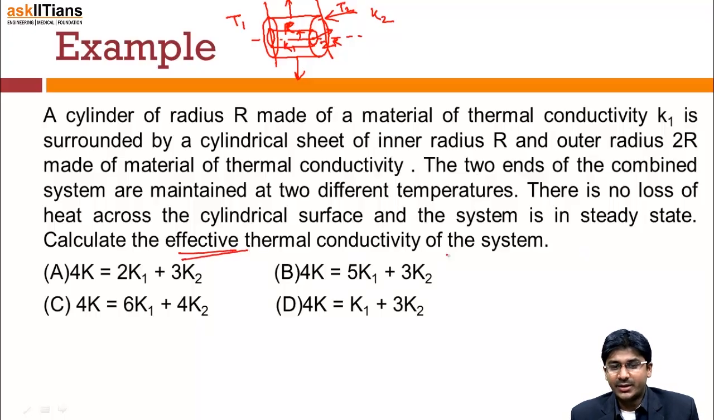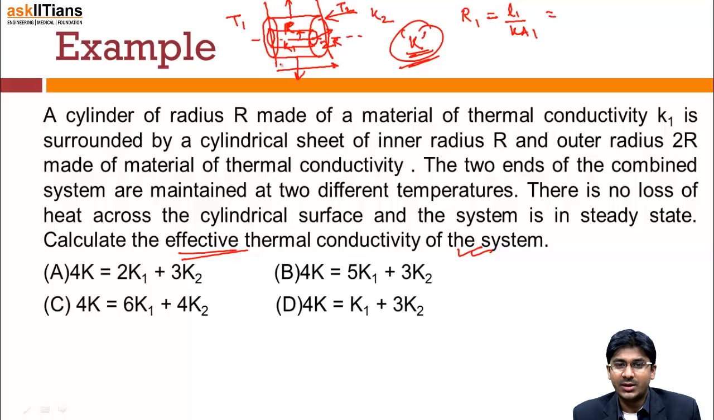Calculate the effective thermal conductivity of the system, where you have to find out what is the effective K of the system, right? How to find this? Again, as you have deciphered that this is a parallel combination, you have to apply that formula. Now, what is R1? R1 will be L1 by K A1. So if I assume that this is of length L, it is L by K1 into area. What is the area of this small cylinder? It's simply pi r square.